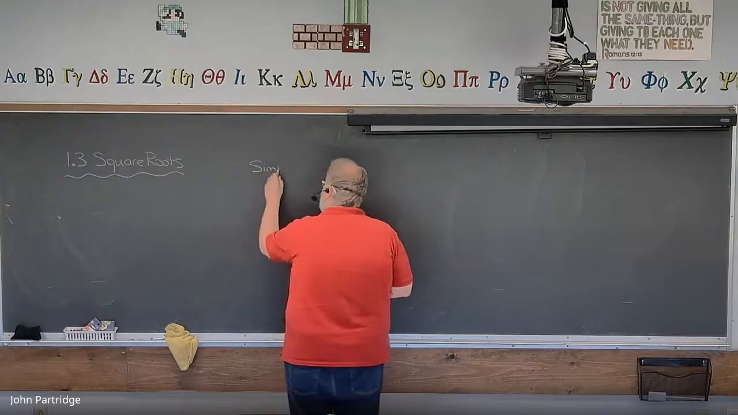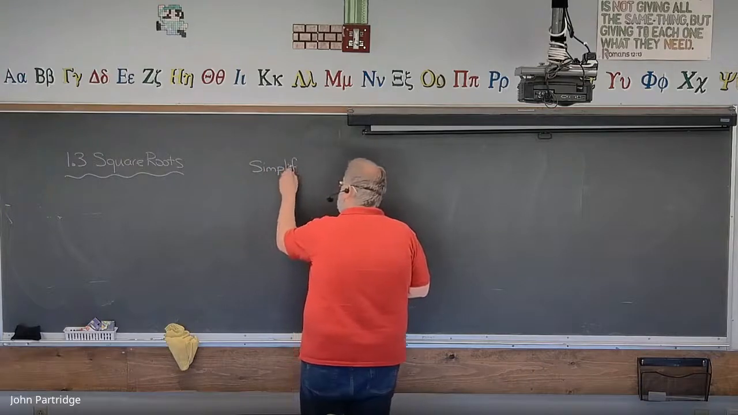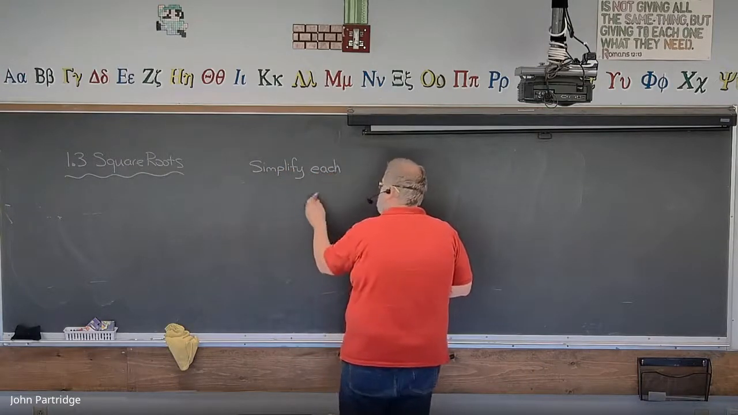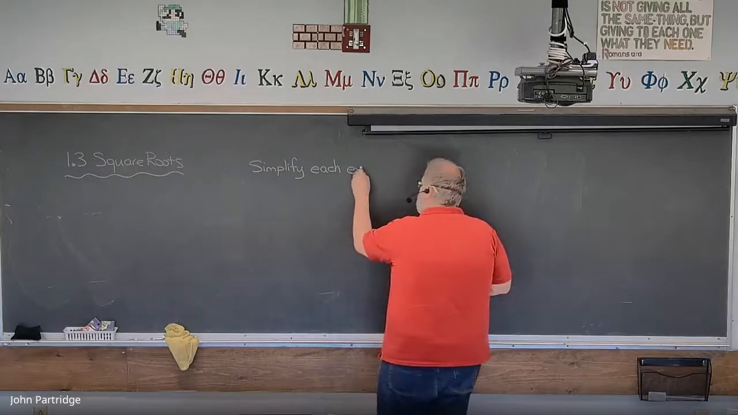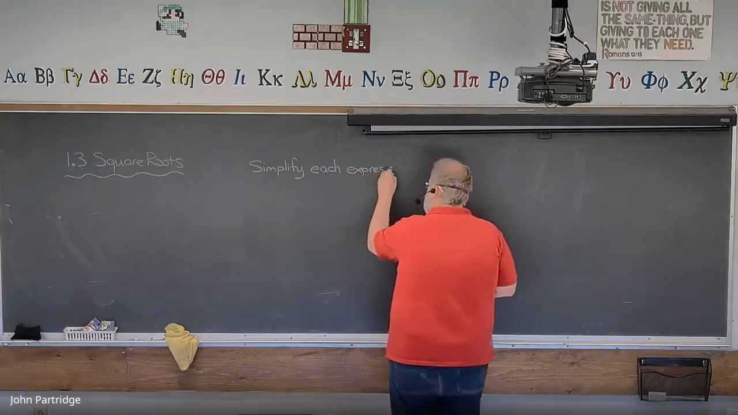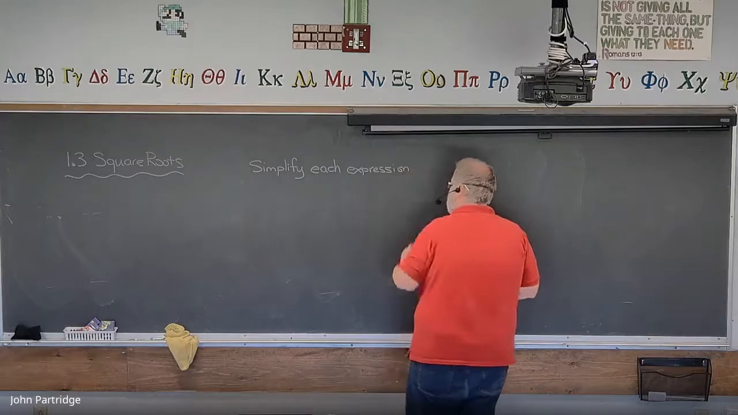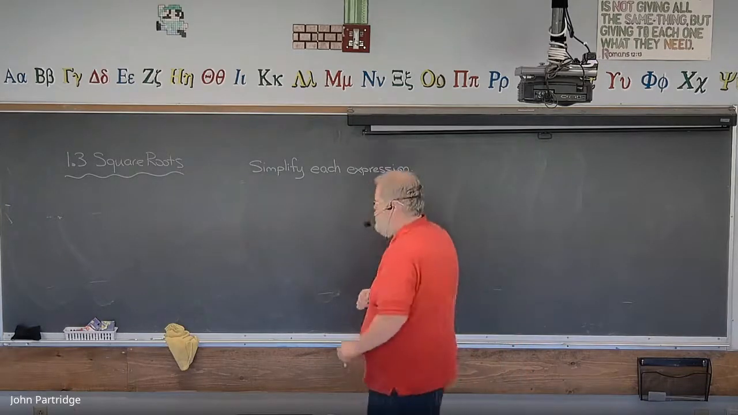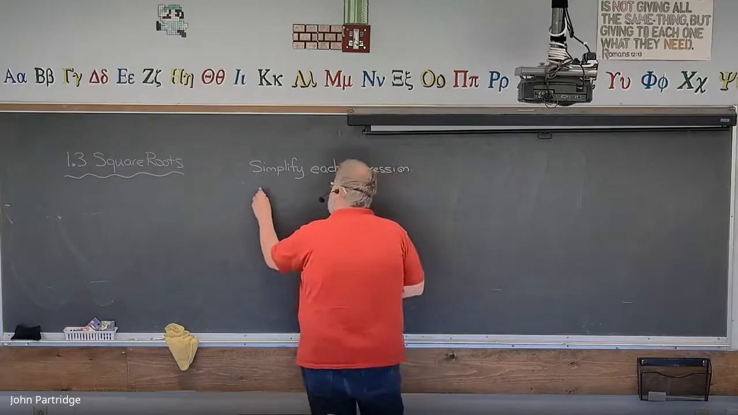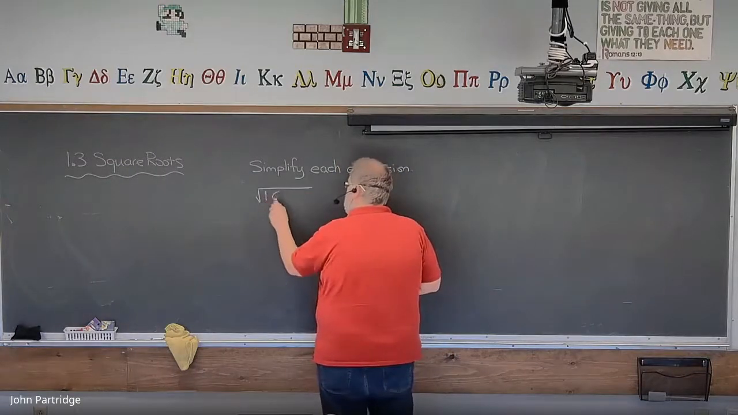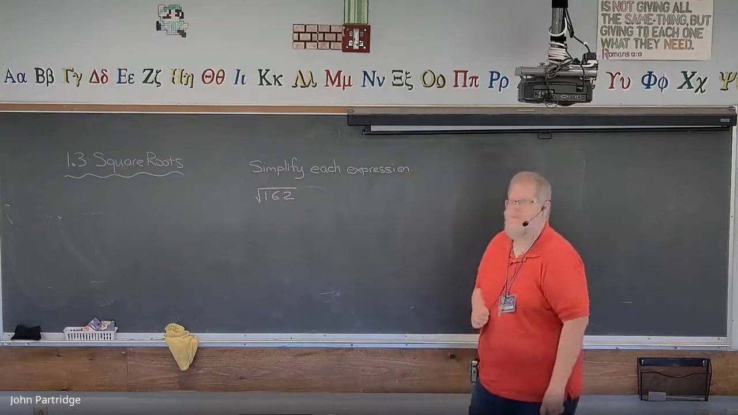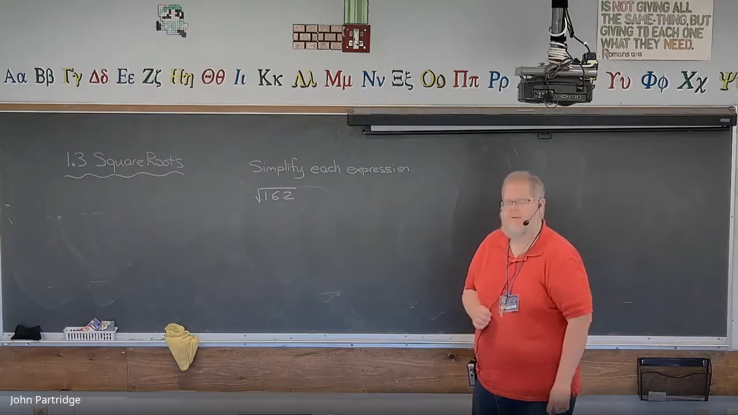Let's first write out the rule. Simplify each expression. And I'm going to begin with the square root of 162. So now as I work through this problem, let's see if you can figure out how I did it.